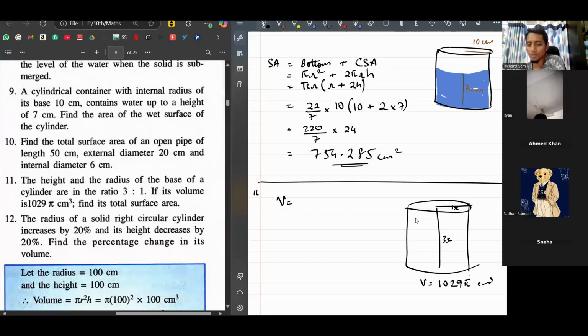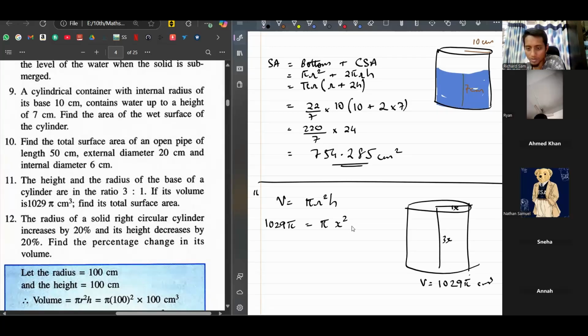Okay, what's the volume formula for a cylinder? Pi r square h. Okay, so substitute the values over here. Volume is 1029 pi is equal to pi into r square h. R is x, so x square into 3x. So pi and pi will get cut off. You see, that's the advantage if they give pi. It gets cut off. So we just have 1029 is equal to 3x cube.